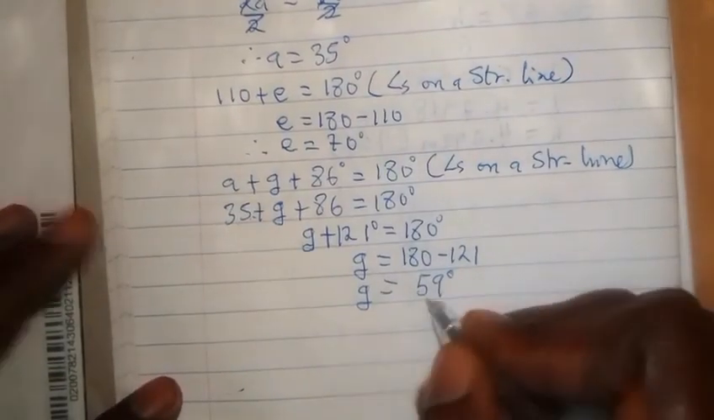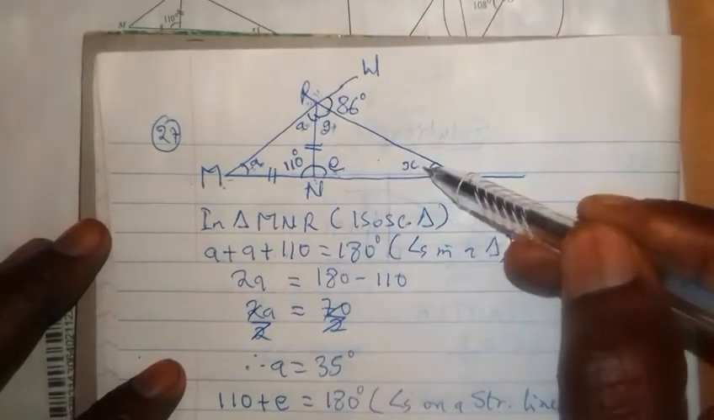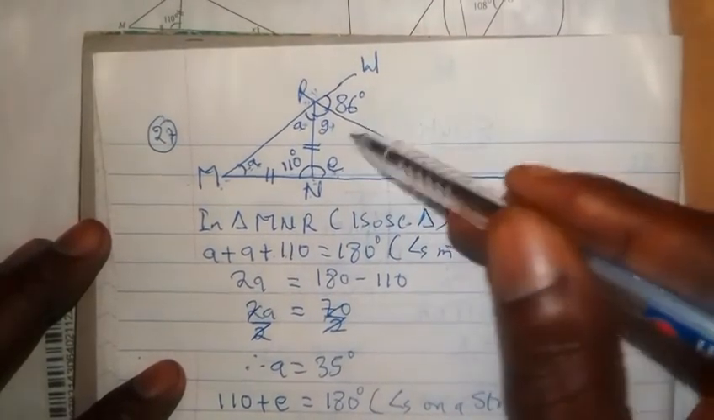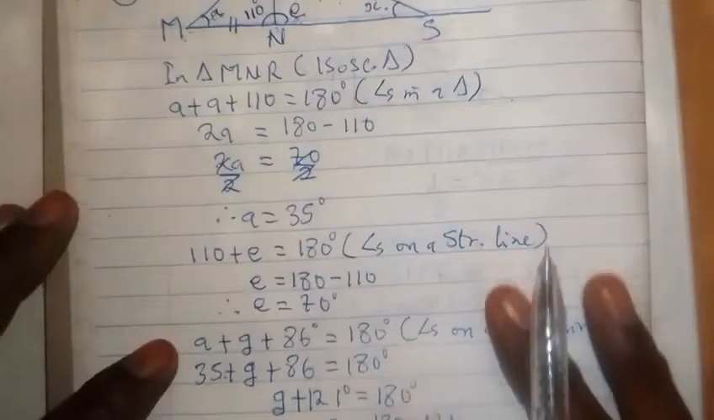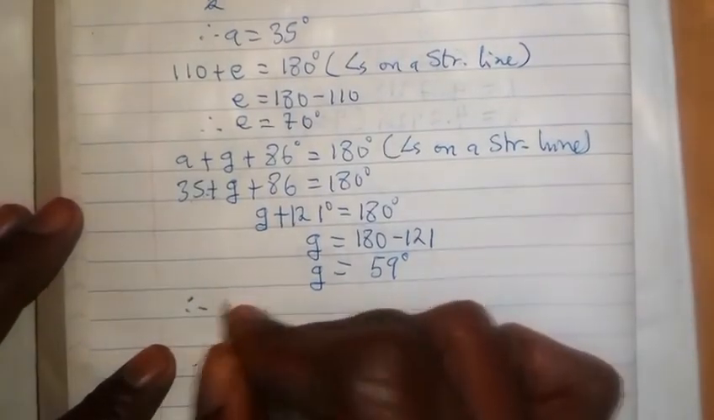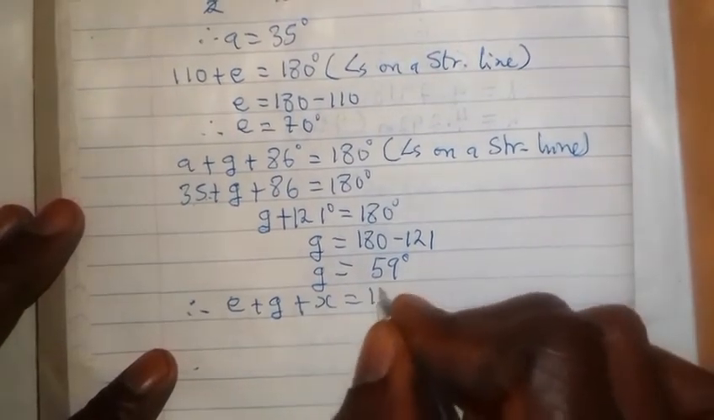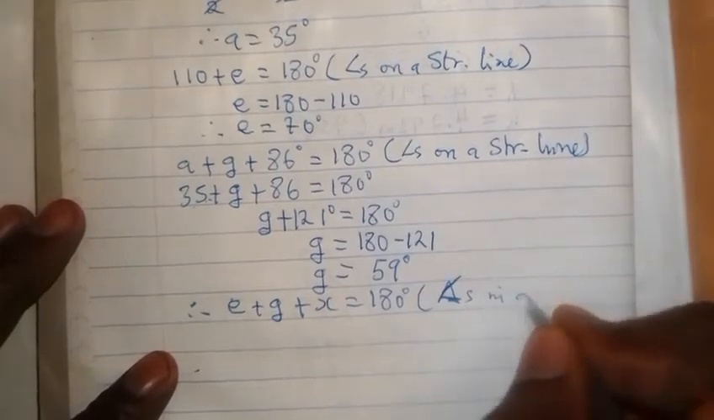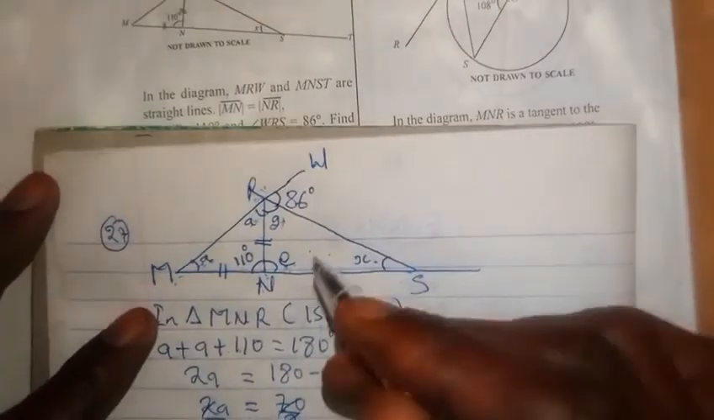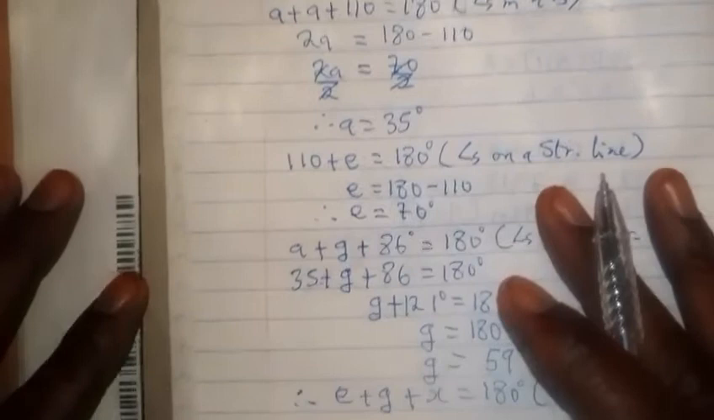So now that we've gotten the value for G as 59 degrees, let's come back to what we have here. We need to put the value for G and the value for E so that we can add both together with x to give us 180 degrees. That is using the sum of angles in a triangle, and from there we can get the value for x. So we can therefore say that E plus G plus x will give us 180 degrees. That is angles in a triangle.